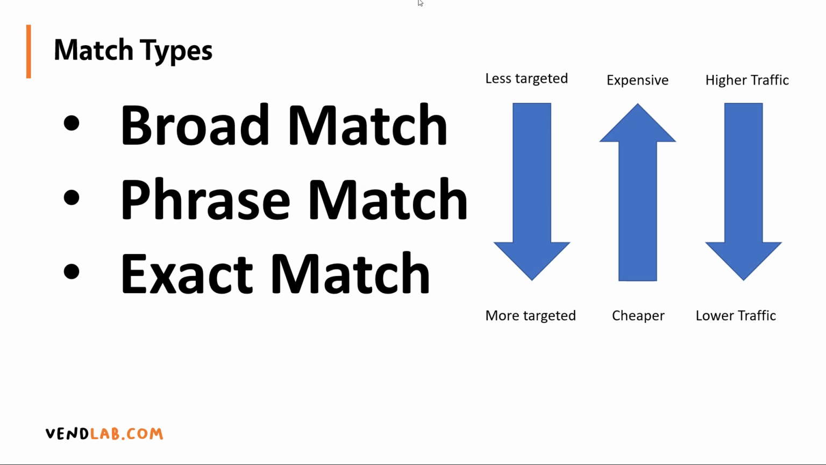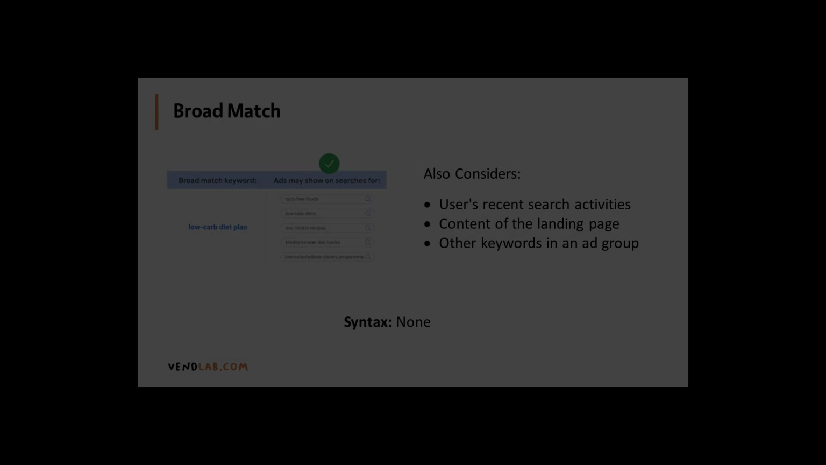There are three main match types on Google: broad match, phrase match, and exact match. Broad match is less targeted, therefore will generate higher traffic and is more expensive. Exact match is more targeted, therefore cheaper, but will generate lower traffic. We'll now explain these three match types in more detail.